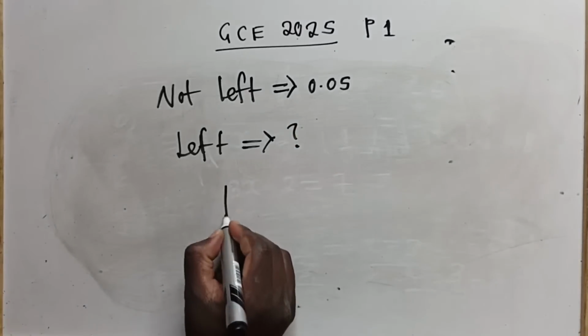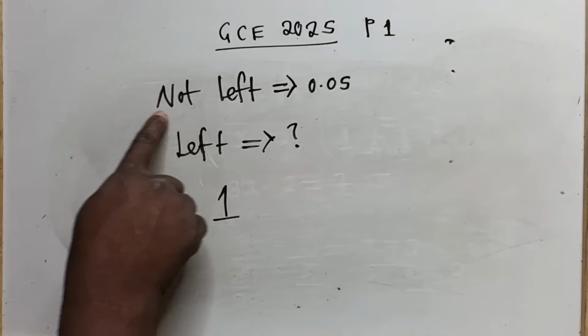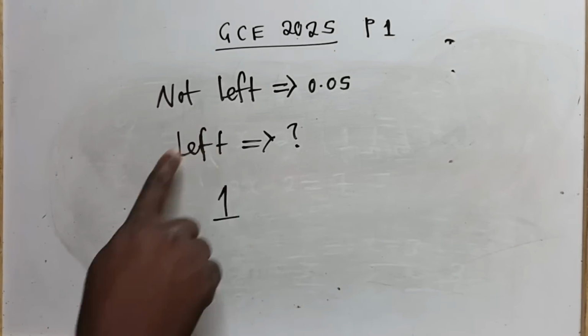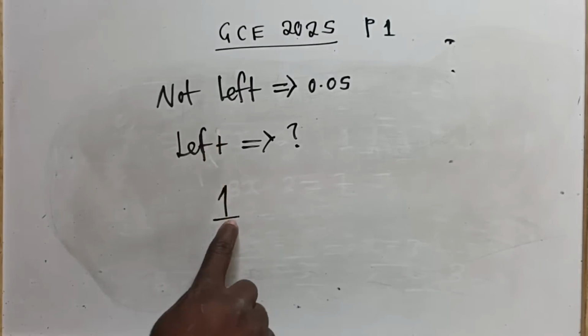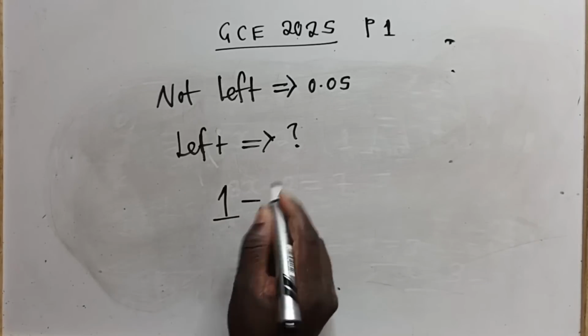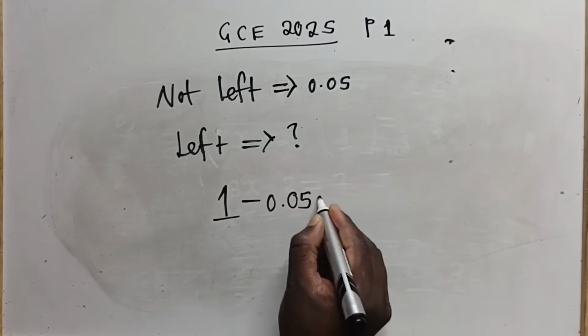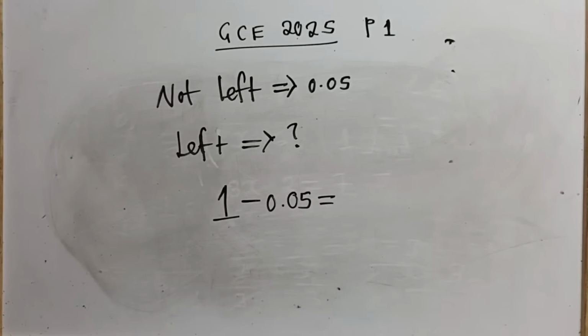Normally what we do is add. Remember, when we add the probability of being left and the probability of not being left, it should give us 1 as the answer. So without wasting our time, we take whatever they've given you and subtract it from 1. So 1 minus 0.05 will give us 0.95.